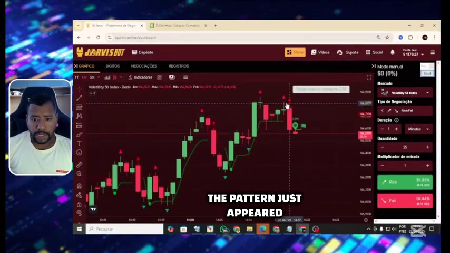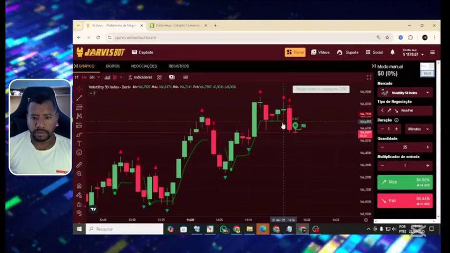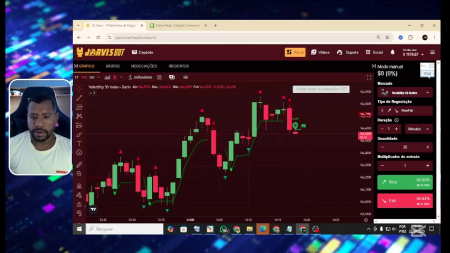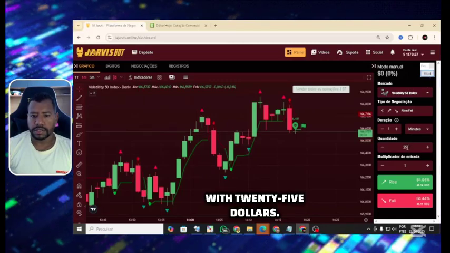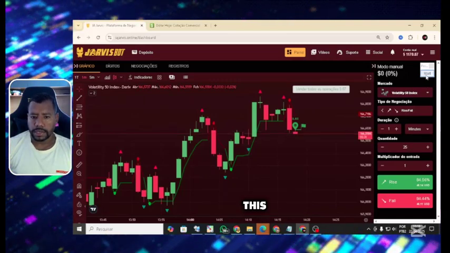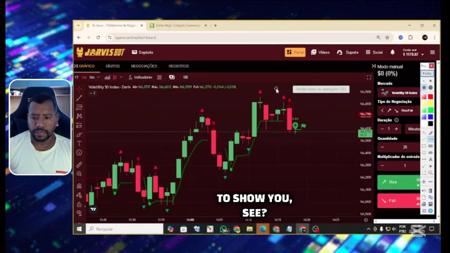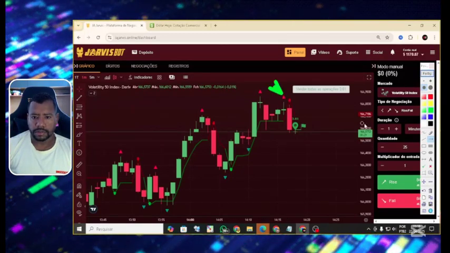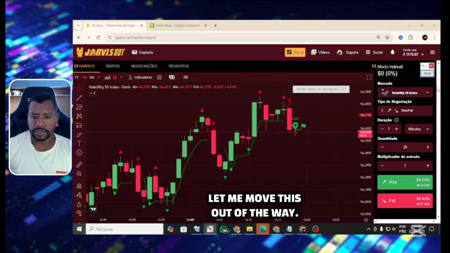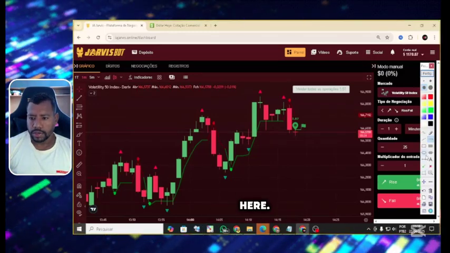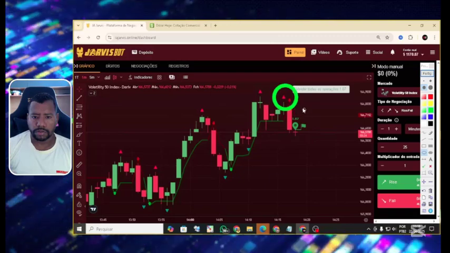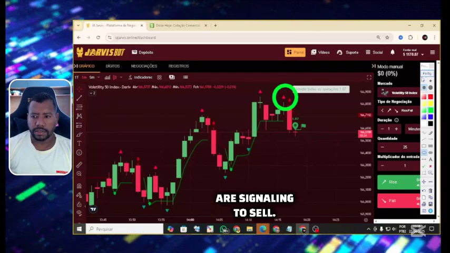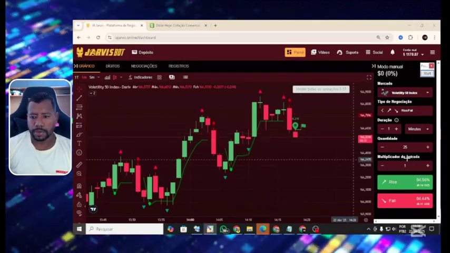The pattern just appeared and I've made an entry to sell. I've entered with $25. Wait for the result of this trade. I'll mark this to show you, see? The trigger. Move this out of the way. See the trigger here. Indicators are signaling to sell. I've made a sell in this trade.